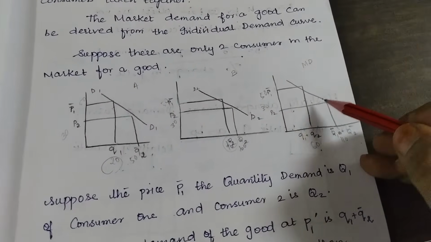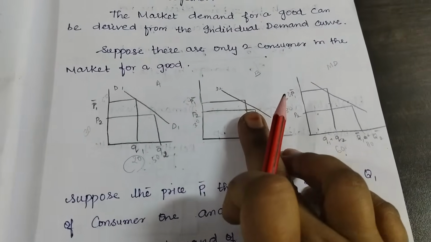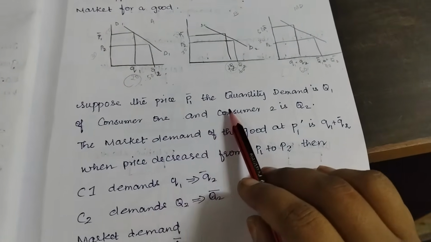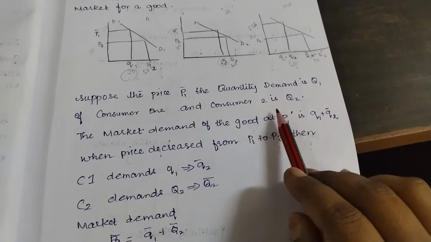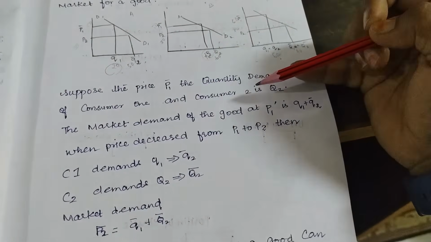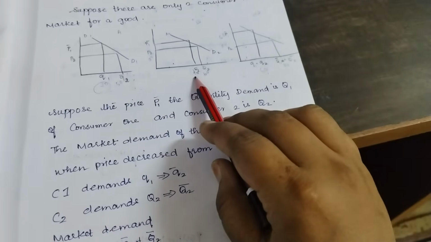So this is the market demand. By calculating consumer 1 plus consumer 2, we will get the market demand. Suppose the price is P1, the quantity demanded is Q1 for consumer 1 and Q2 for consumer 2. Okay, and the market demand at P1 is equal to Q1 plus Q2.